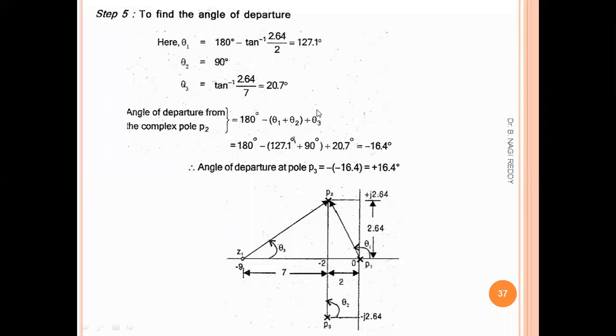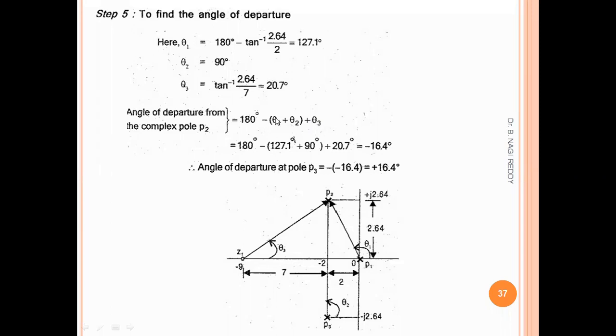Actually, this is a generalized formula. In the previous problems, we don't have any zero, that's why this theta 3 is not there. Only theta 1, theta 2. We subtracted theta 1 and theta 2 from 180, that's it in the previous problem. So this is the generalized principle: 180 degrees minus angles of poles to that complex pole plus angles of zero to that complex pole.